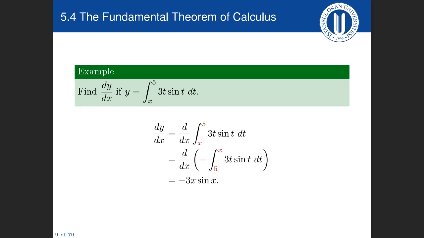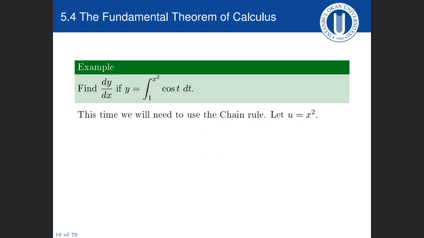Let's make this a little bit harder again. Find dy/dx if y is the integral from 1 to x squared of cos t dt. Okay, now we don't have an x at the top, now we have an x squared. So we're going to have to use the chain rule. We're going to want to replace the x squared by u.